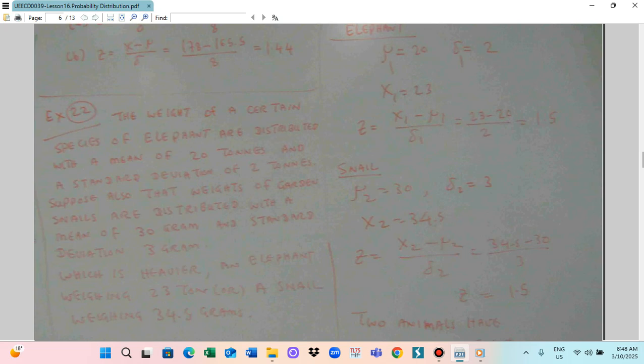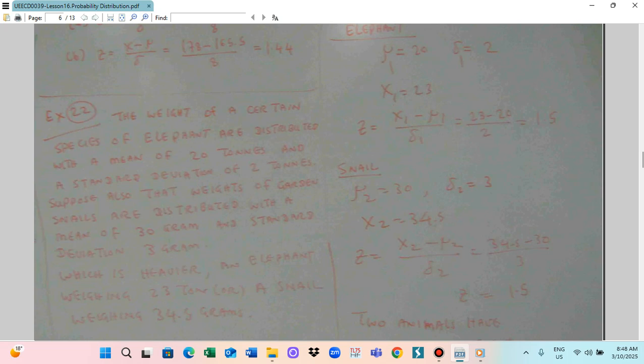So to make the comparison, we have to calculate the Z. So Z is equal to H1 minus mu 1 divided by delta 1. So the H1 is 23, mu 1 is 20, divided by delta 1 is 2. By solving this one, you get 1 by 5. So this elephant Z score is 1 by 5.